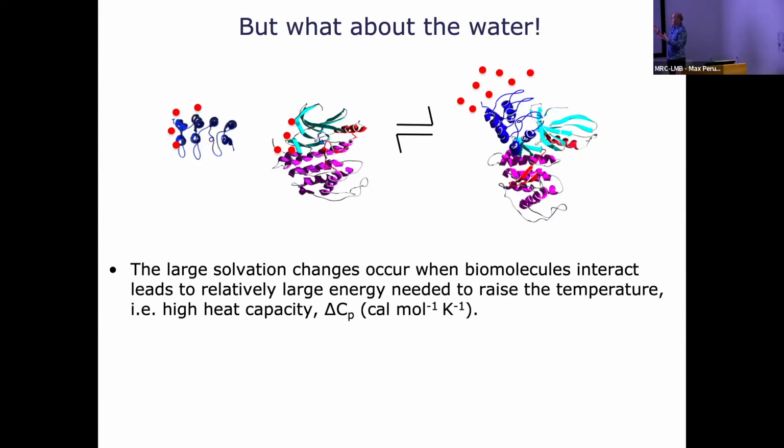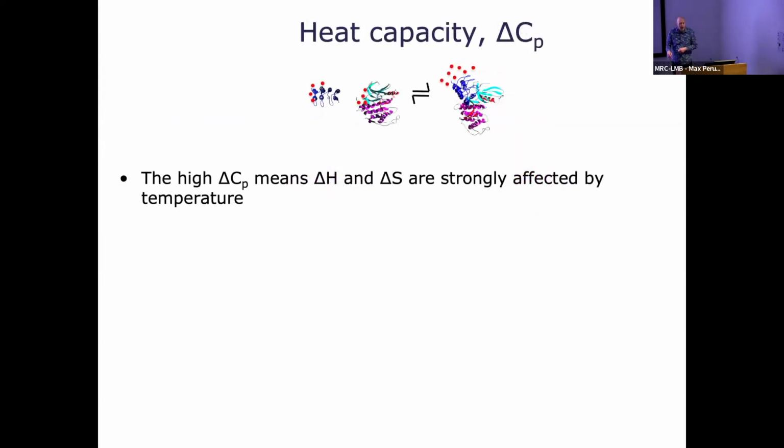So what happens is that these large solvation changes that happen in biological processes lead to a very large energy needed to actually increase the temperature. And this is called a large heat capacity. And what that means is that both the delta H and the delta S are strongly affected by temperature.